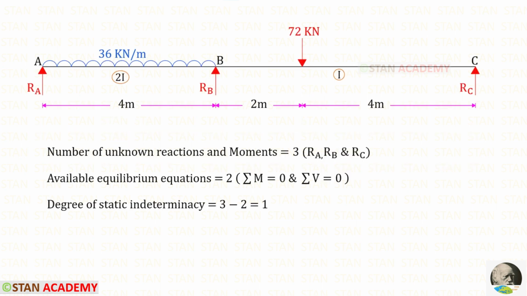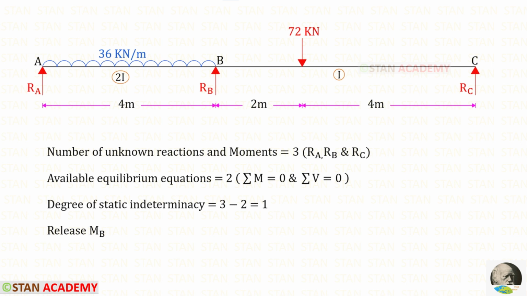Now let us find the degree of static indeterminacy. The number of unknown reactions and moments are three. They are the vertical reactions RA, RB and RC. The available equilibrium equations are two. The degree of static indeterminacy will be 3 minus 2, so it will be 1.